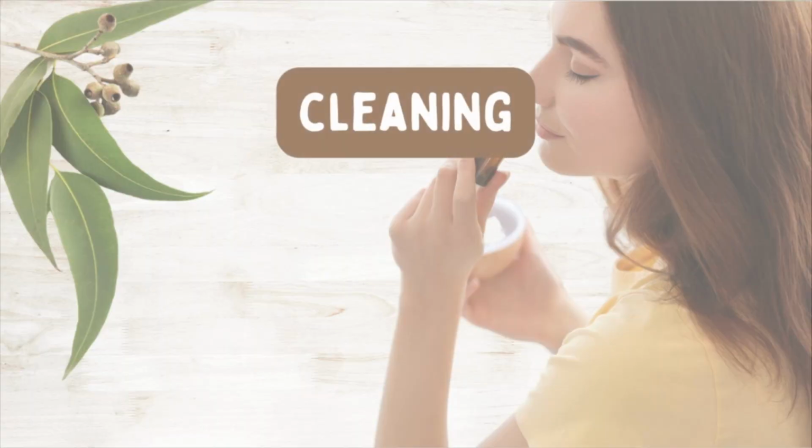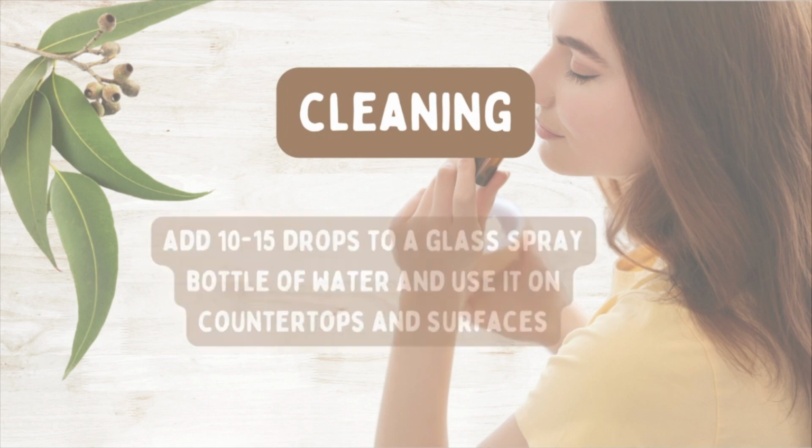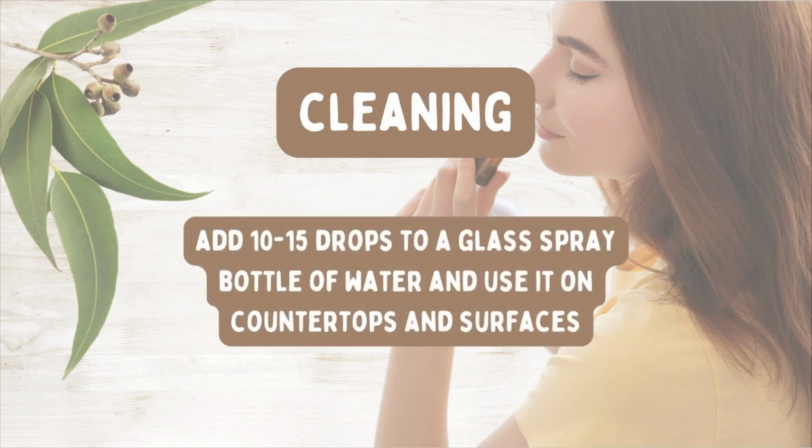How do you use eucalyptus oil for cleaning? Well, a great way to use eucalyptus for cleaning is to add 10 to 15 drops to a glass spray bottle of water and use it on our countertops and surfaces to clean and disinfect them.